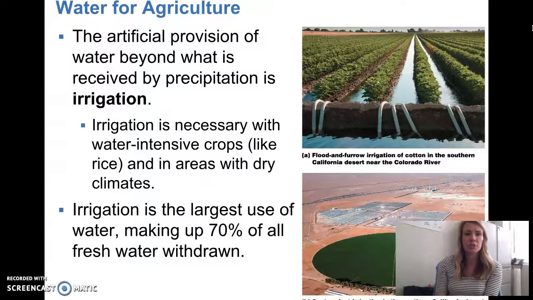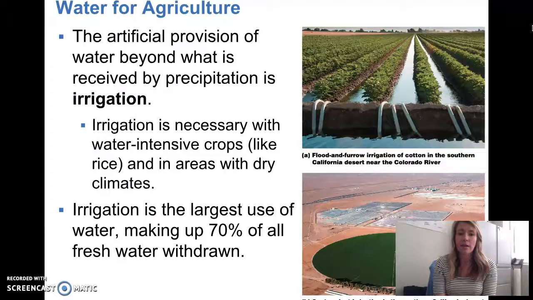The artificial provision of water beyond what is received by precipitation is called irrigation. So basically any extra water that is given to any agriculture, or even just your lawn, is irrigation. And irrigation is necessary with water-intensive crops like rice and in areas with dry climates. There are some crops that need more water than others. Like all animals, all plants have different life requirements. So some are super water intensive.